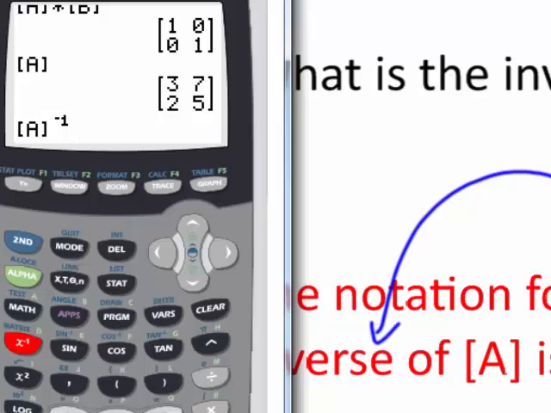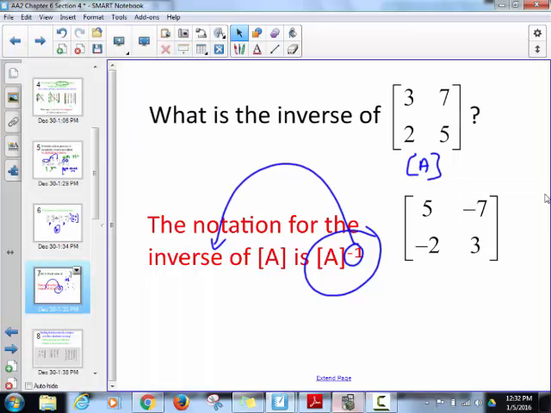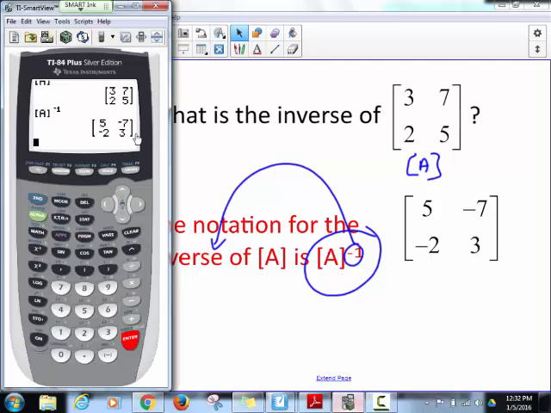Because remember, we have inverses of functions as well. And there's our inverse, 5, -7, -2, 3. So if I check that out, yep, 5, -7, -2, 3. That is correct. So to find the inverse of a matrix, all I have to do is type it in and then hit this inverse button, and it should give me the inverse.